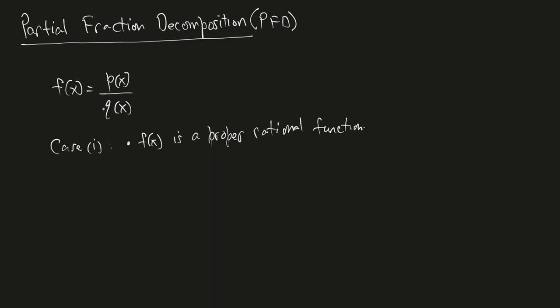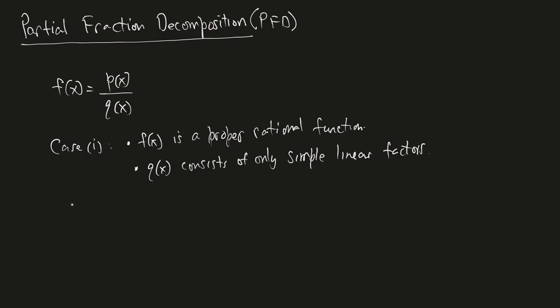And then two, the q of x consists of only simple linear factors. So that means when we factor the denominator, we're only going to get simple linear factors. So nothing will be repeated and nothing will be irreducible quadratics. Those will be handled in separate cases. Okay, so here is the general rule for this.